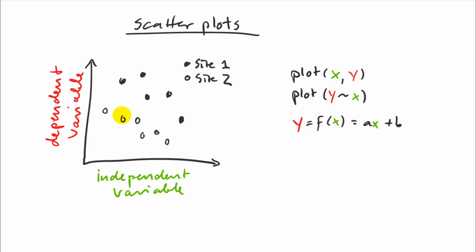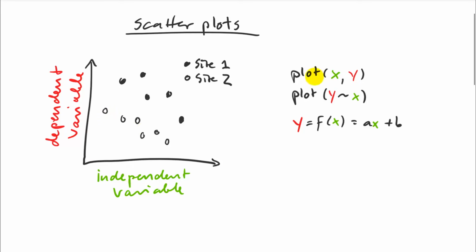But you confuse the hell out of people if you put, let's say, yield of some agricultural crop and climate over here on the y side, because that would imply that the yield influences the climate. So make sure that you don't confuse these two.